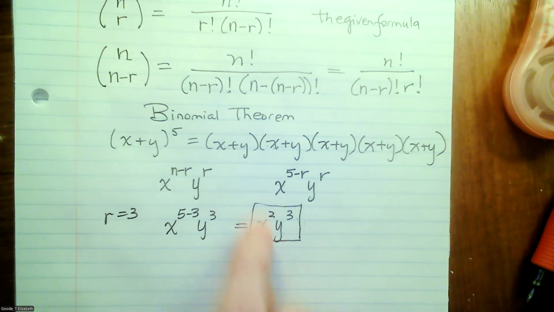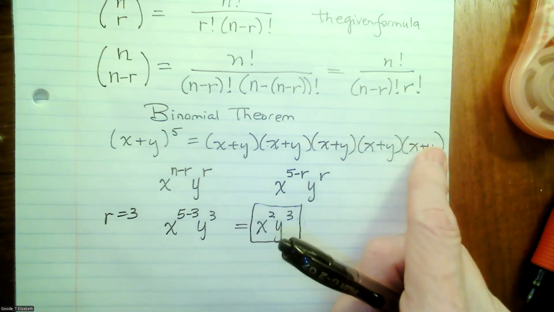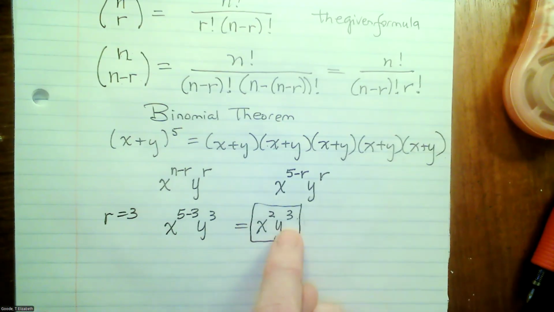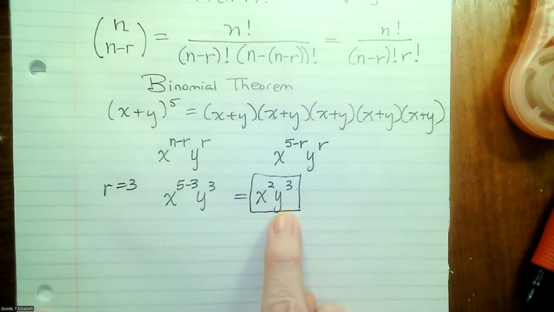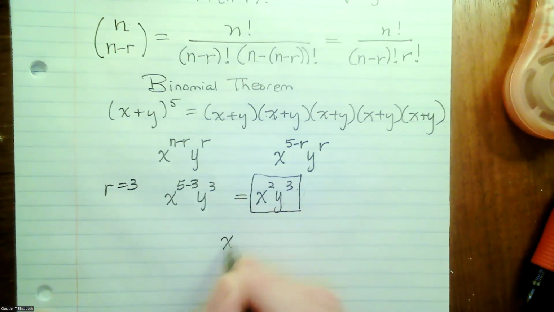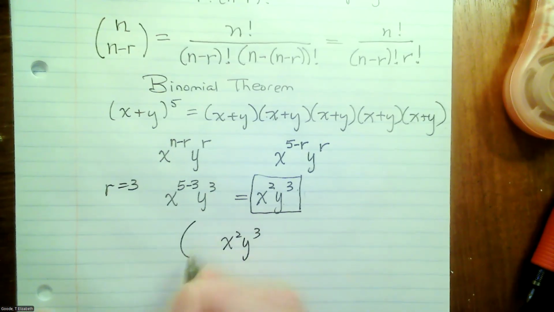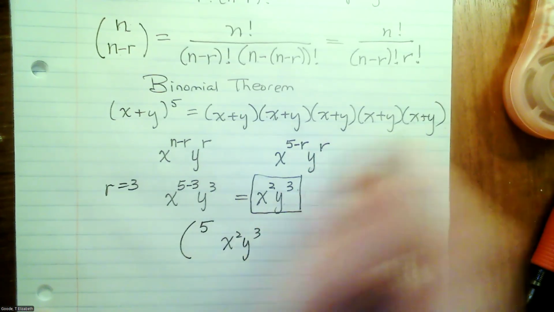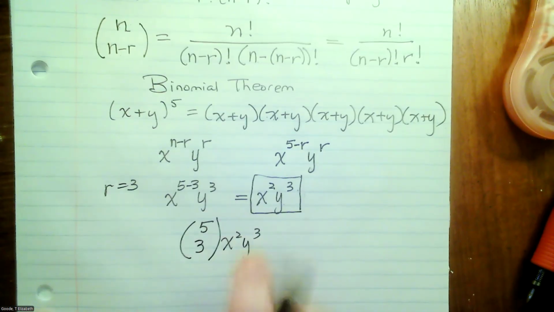Or equivalently, we have 5 sets of parentheses. How many ways can we pick the 3 of them that are going to contribute the y cubed? The other 2 will give us the 2 x's. So the coefficient for the x squared y cubed term is: we have 5 sets of parentheses, choose the 3 that are going to give us the y's.